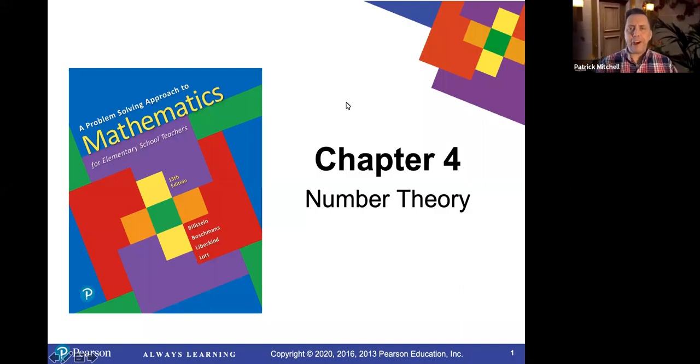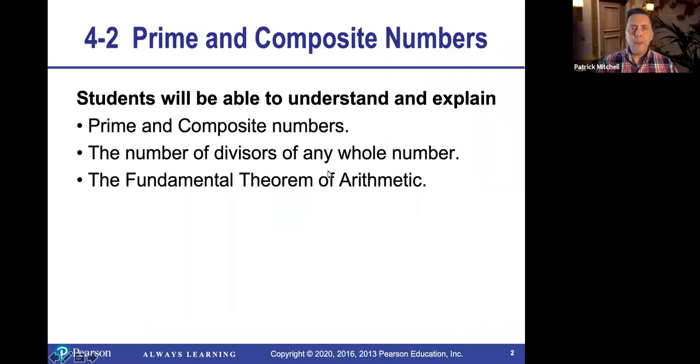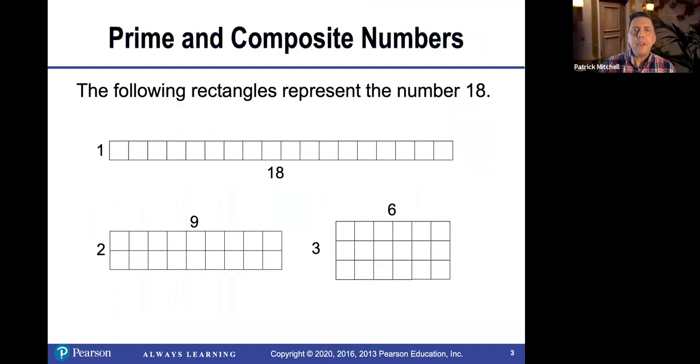We're continuing chapter 4 on number theory. And today we're going to be talking about prime and composite numbers. We'll talk about prime and composite numbers, the number of divisors of any whole number, and the fundamental theorem of arithmetic.